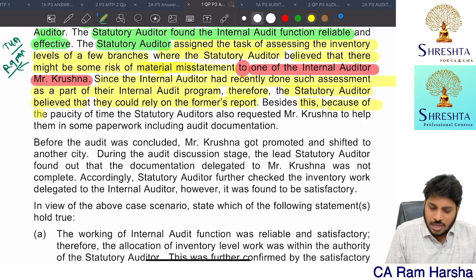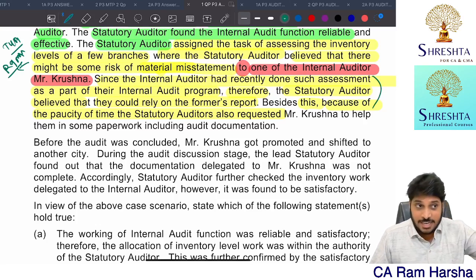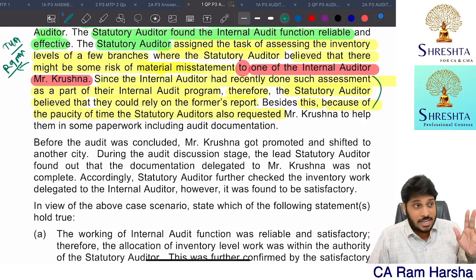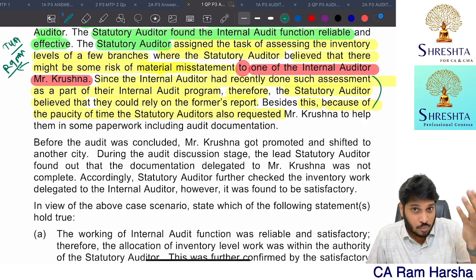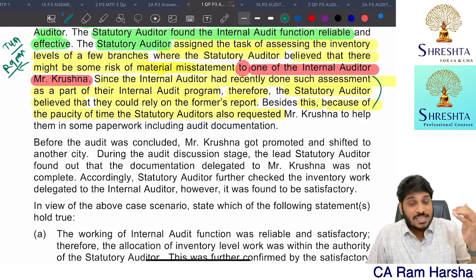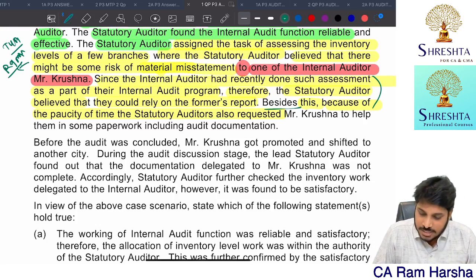Besides this, because of the paucity of time, the statutory auditor, fine. So he wanted to allocate to the internal auditor, but later he got to know that he had already worked on it. His report is ready, so he wanted to just check the report. But remember, whether you're asking him to work on inventory or using his report on the inventory verification, whatever it is, if you felt the risk of MMS is high in inventory, you should not use his work. Fine.